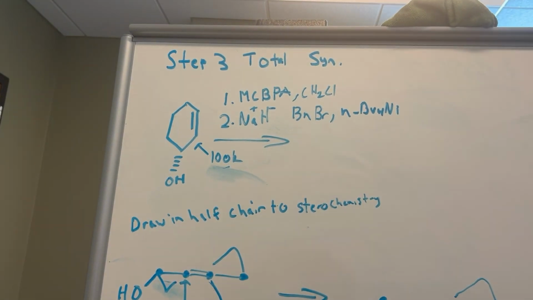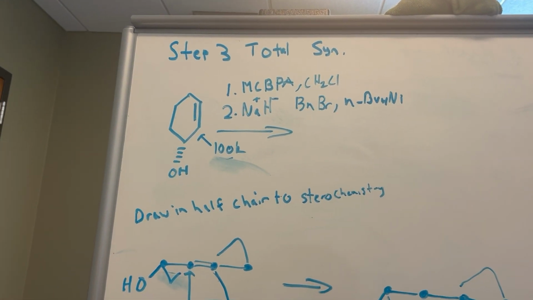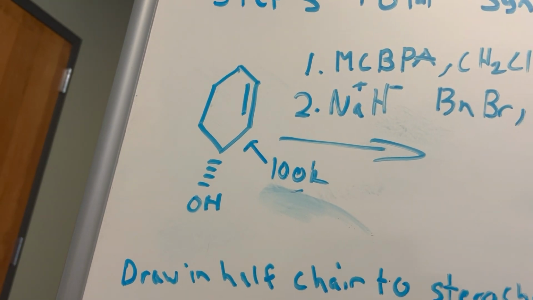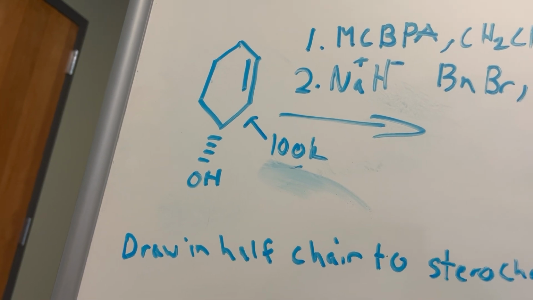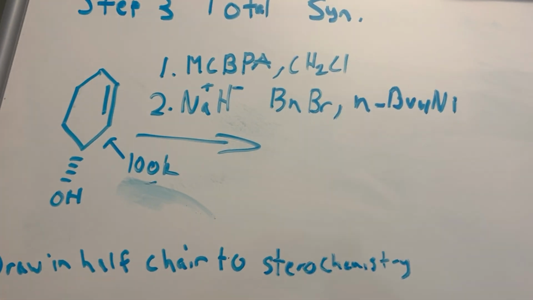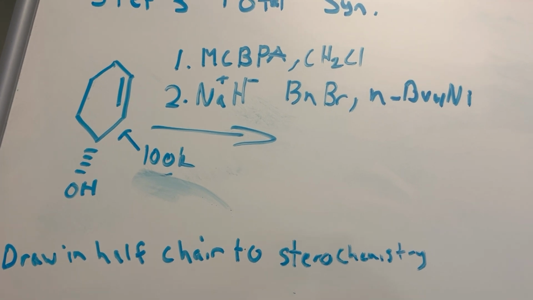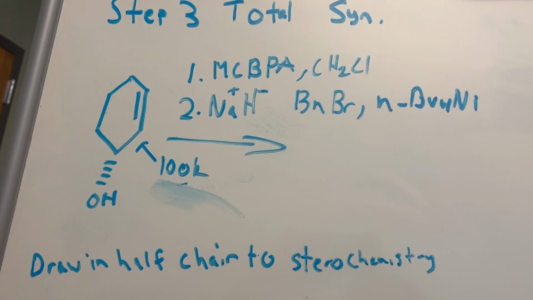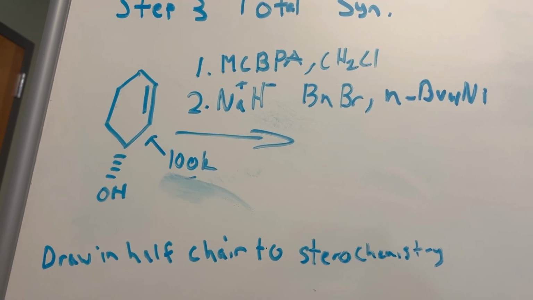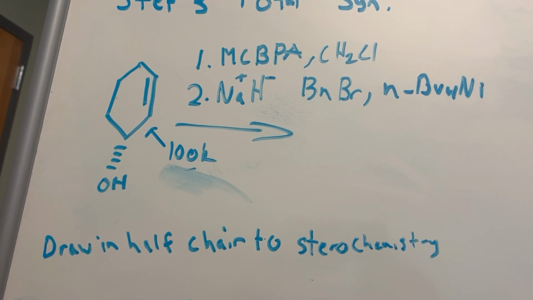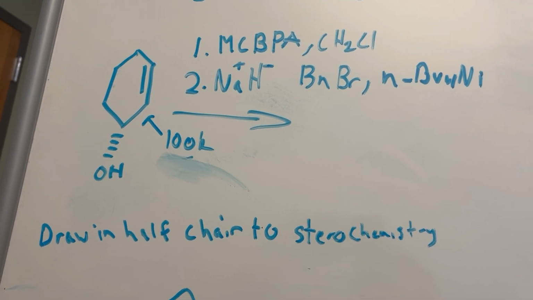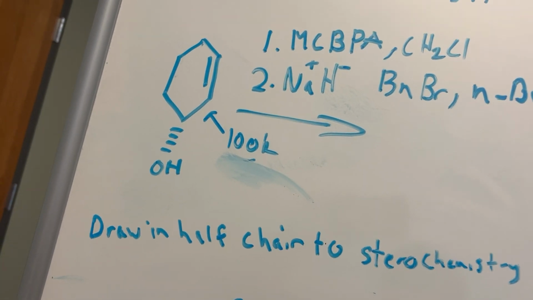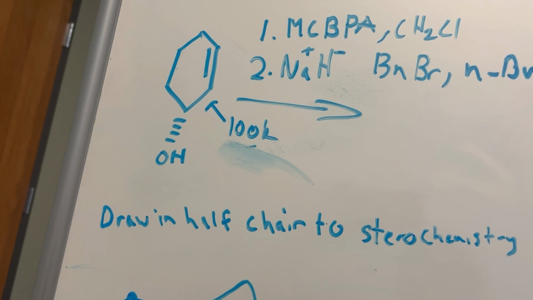Okay, so we're picking up back today with step 3 of our total synthesis of rapamycin. And the last step that we made was making this double bond with this OH with the stereochemistry. So we have MCPBA, and in our first step to make an epoxide, as we know from our first semester of organic chemistry, and then we have NaH and BnBr, basically an elimination SN2 reaction.